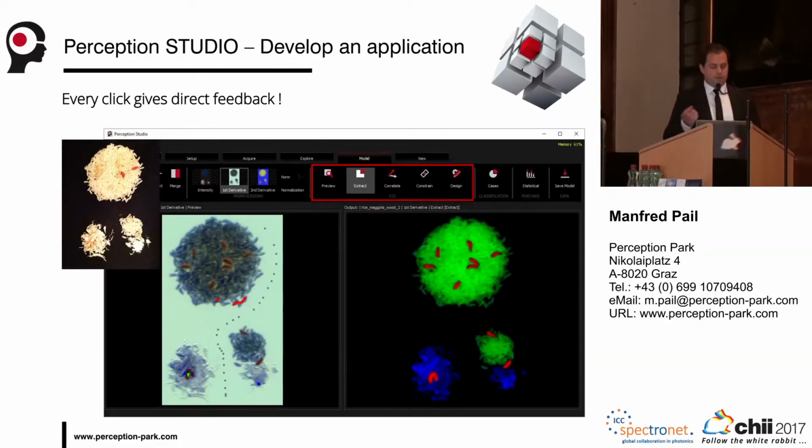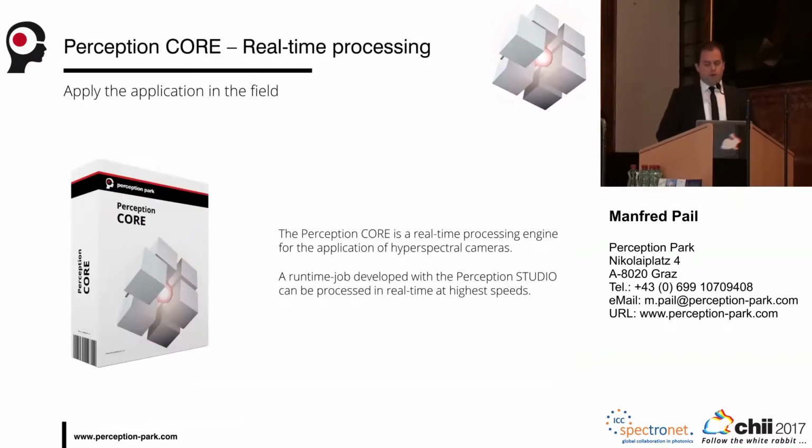In this example, we have some rice with some wood in between and also some worms. Using our Perception Studio, we can generate the right image representing the rice in green, the worms in red, and the wood in blue. If we want to bring that to the application now, we can use the Perception Studio to compile that for our real-time processing engine, the Perception Core. The Perception Core, this real-time processing engine, you can understand like an adapter which is translating hyperspectral camera raw data into chemical colors.